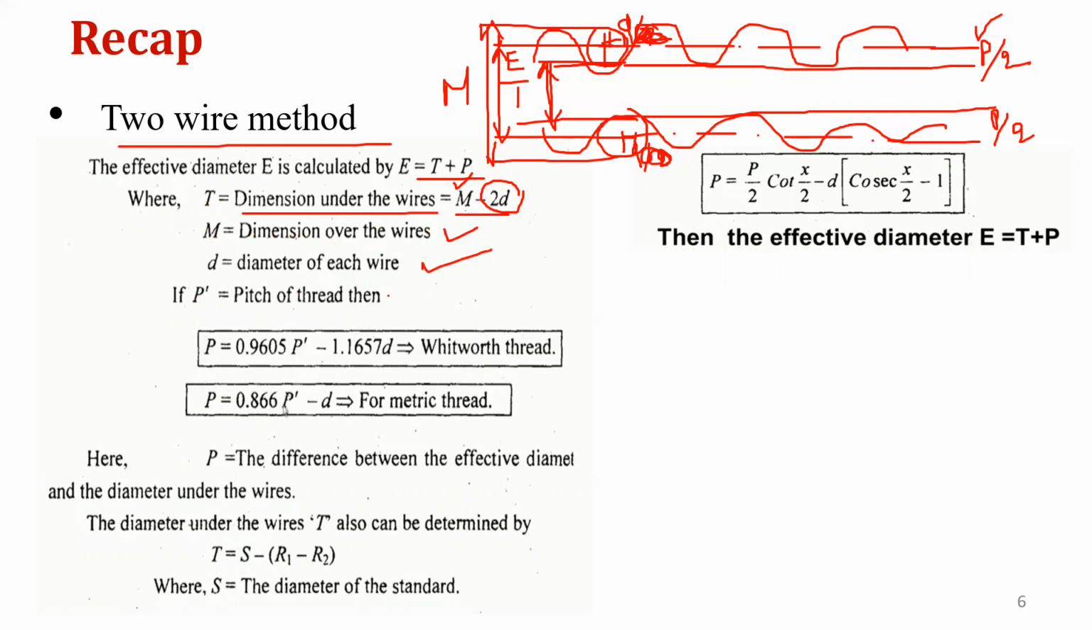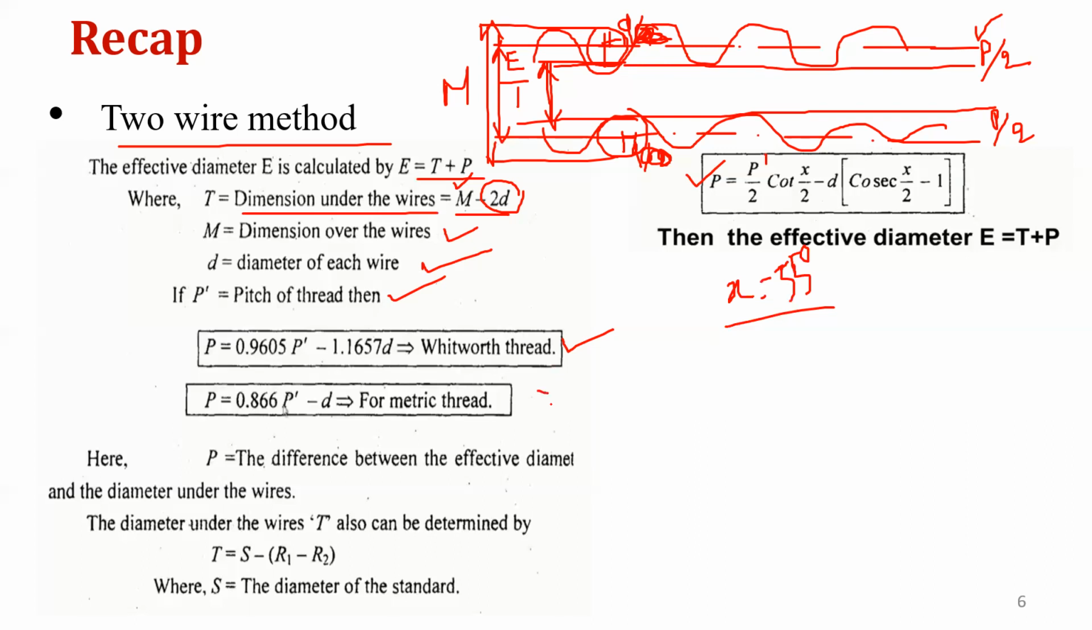If P dash is the pitch of the thread, then we can calculate the correction factor for the Whitworth thread. This is the expression for the correction factor: P is equal to P dash by 2 cot x by 2 minus D into cosecant x by 2 minus 1. If you substitute x equal to 55 degrees, that is for the Whitworth thread, you will get P equal to 0.909605 times P dash minus 1.1657 times the diameter of the wire.